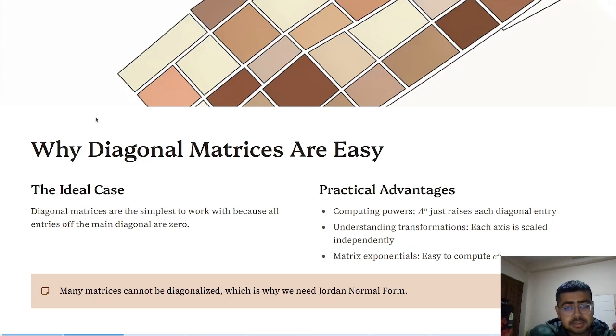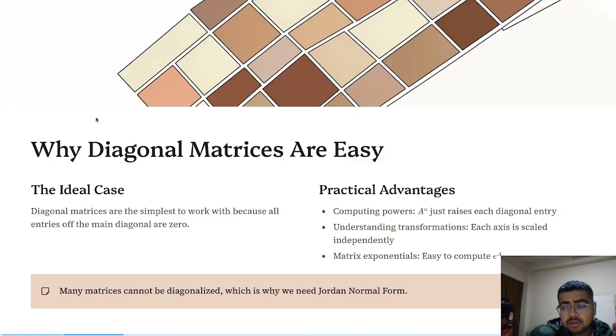The diagonal matrices are easy to deal with because these matrices are the simplest to work with, since all the entries outside the main diagonal are zero. So if you do power multiplication of this matrix, it's easier to anticipate what the outcome will be. And there are various practical advantages of this. But many matrices cannot be diagonalized. That's a problem. Not every matrix can be diagonalized, and this is exactly why we need the Jordan normal form.